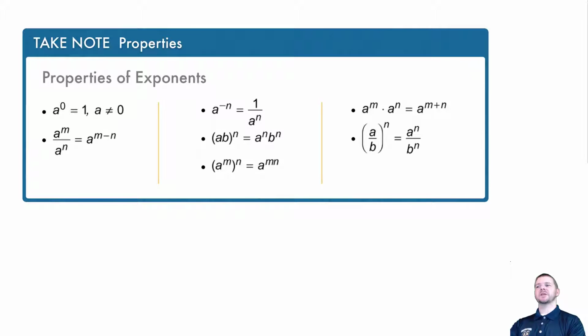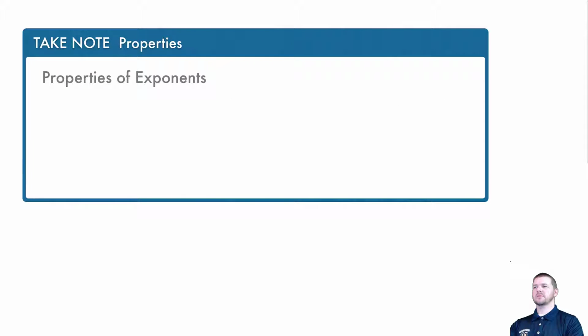Take note. Properties of exponents. First, a to the 0 power equals 1, so long as a does not equal 0. Next, a to the m power over a to the n power is equivalent to a to the m minus n power. In the middle, a to the negative nth power is the same as 1 over a to the positive nth power.